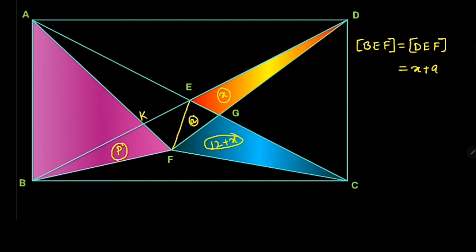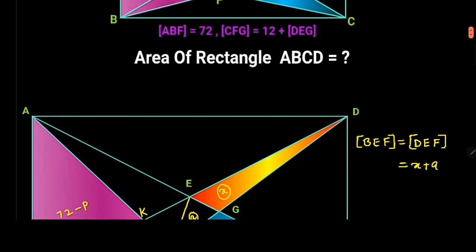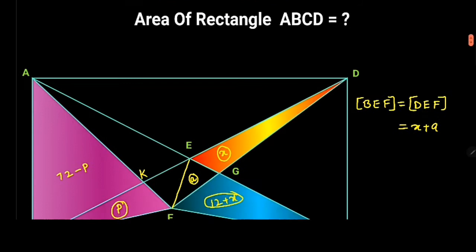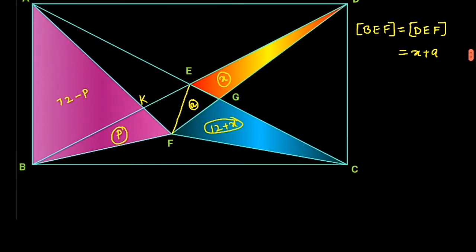As the ABF area is given as 72, the area of ABK is going to be 72 minus P. Here you can see in the question, the ABF area is given as 72, and from that I am taking 72 minus P. ABF area is totally 72; in that we have two parts, one is P and one is 72 minus P.